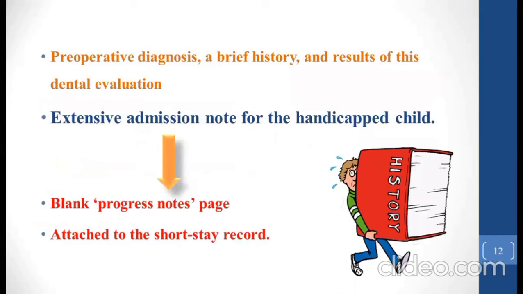The dentist should enter the preoperative diagnosis, brief history, and the result of the dental evaluation on this form before it is given to the parent. And this short stay record is useful for the young child where the history is brief. It is usually necessary for the dentist to complete a more extensive admission note for the handicapped child. And this extended note is written on the blank progress page and attached to the short stay record in the hospital.